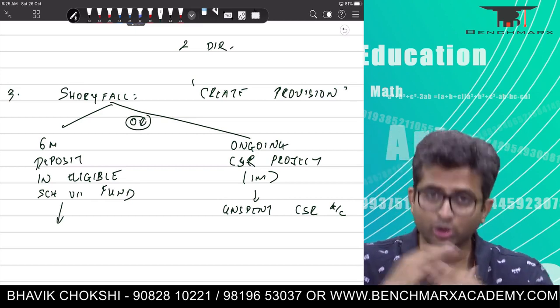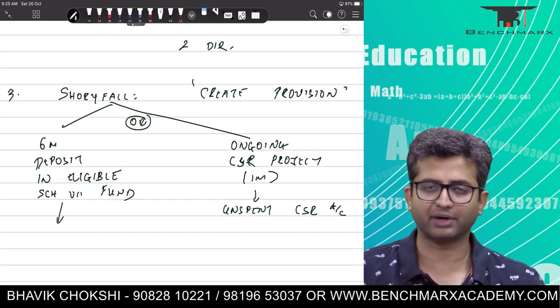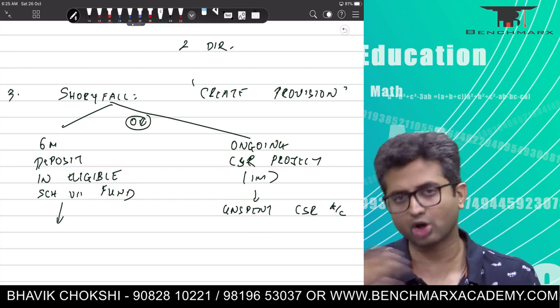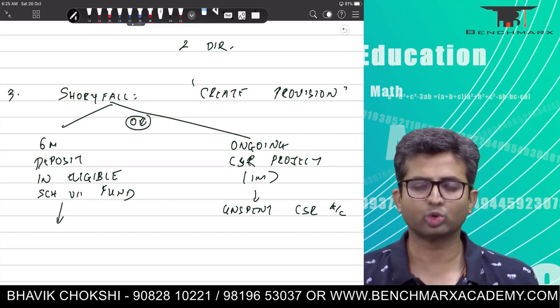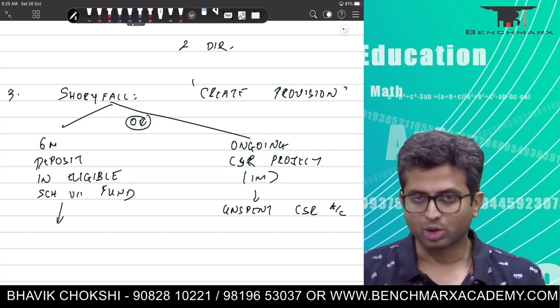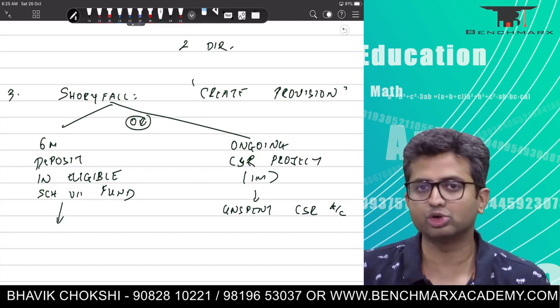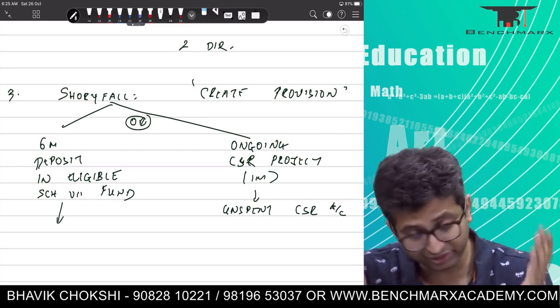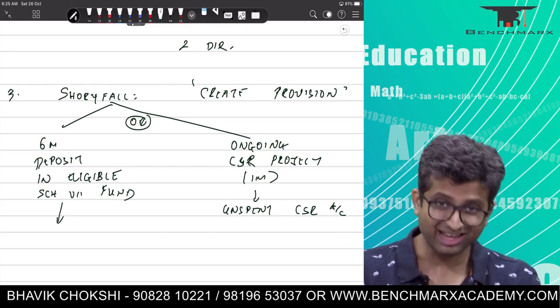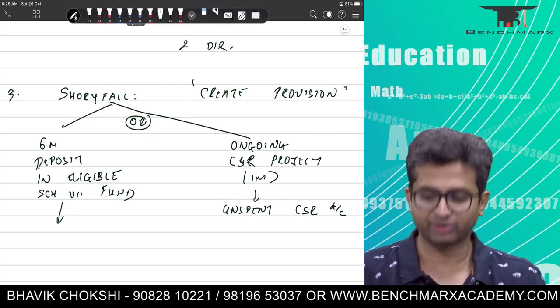Here also, in order to comply with section 135, if there is a shortfall, you have to deposit money either into an eligible fund or into an ongoing CSR project. Fair. So that is why your accounting changes. You now have to create a provision. You can't just say that the directors can disclose it. They still have to disclose the reason, but at the same time, they also have to deposit this money. As the obligation exists, a provision is required.